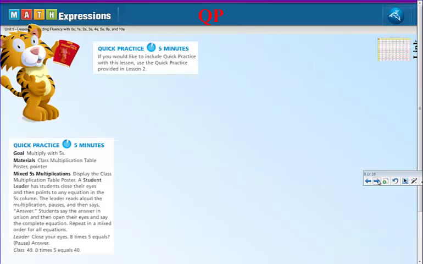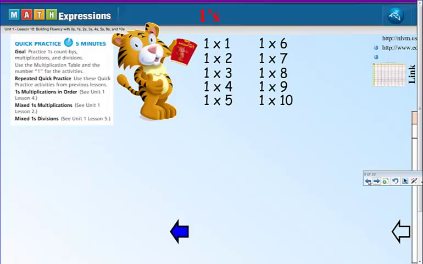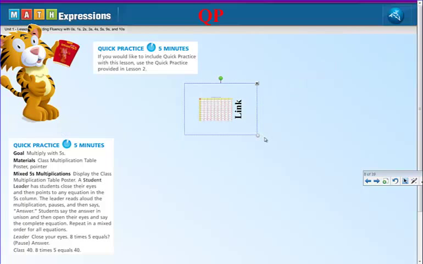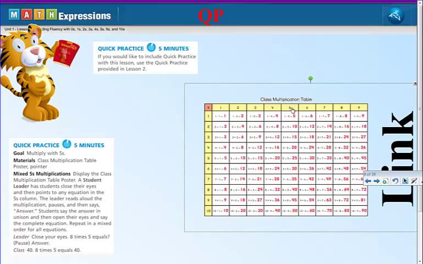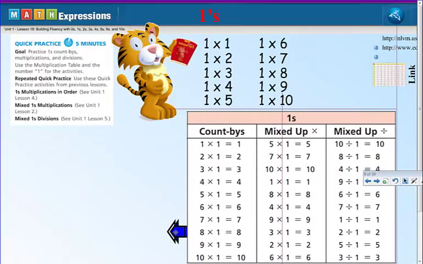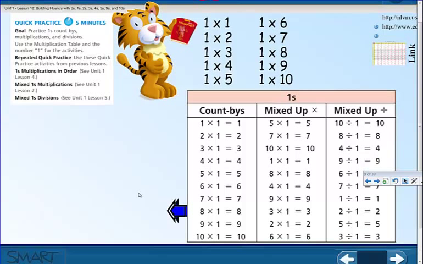Let's see if you can do some quick practices. First of all, let's look right here, multiplying with 5s. You get out your chart and actually start practicing your 5s. You say the answer in unison with whoever's practicing with you. 1 times 5 equals 5. 2 times 5 equals 10. You can even put it to a sound or a song. I've actually not been able to find any songs to go with the 1 times tables. So you might as well practice them though.